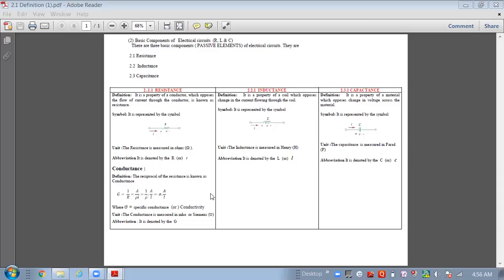Now we have completed the topic of resistance, inductance, capacitance. These are the basic components of electrical circuits. We call them the passive elements also. Always remember in electrical circuits we always hear about resistance, inductance, capacitance, the passive elements. So we should know the definitions and formulas related to them. We call them components or simply elements. Element is the best word.